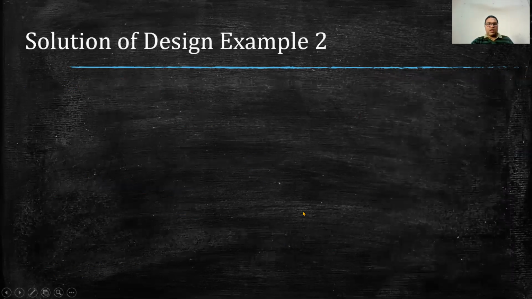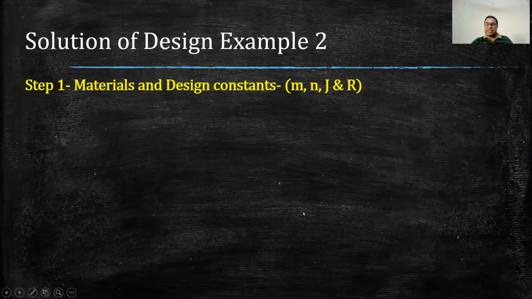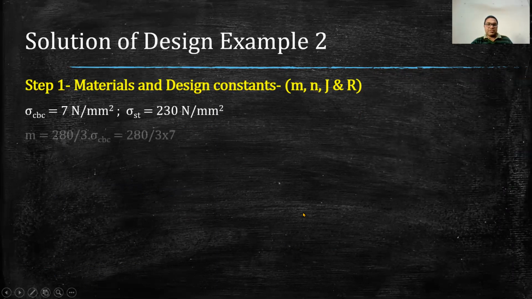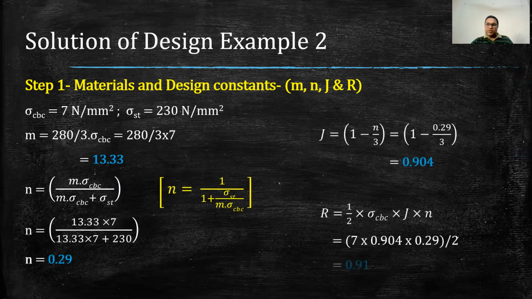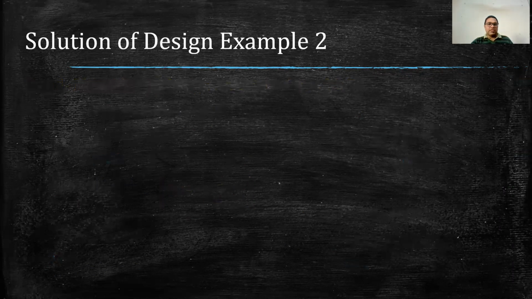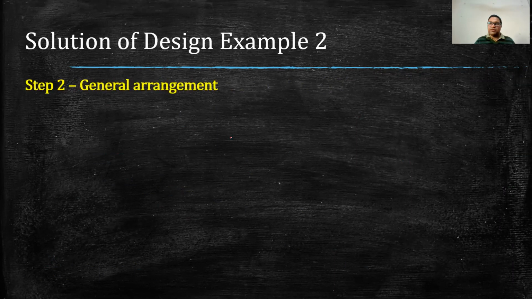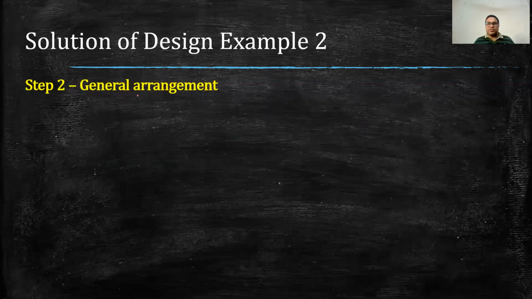So now our first step is to find out the design constants. Again, the steps are the same. Now in the next step, we will have the general arrangement. In this, we will see how many risers will be there, how many treads will be there. Based on that tread, we will be finding the length of flight in the horizontal plane and height in the vertical plane.